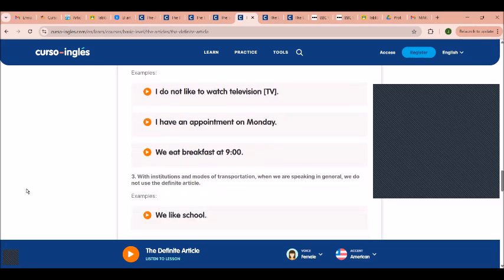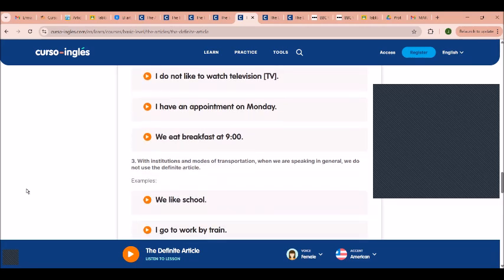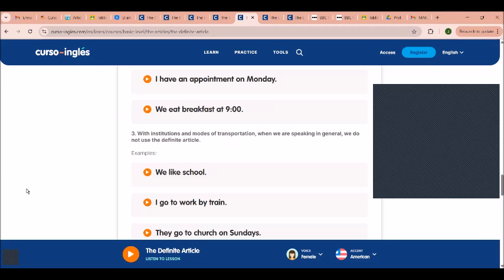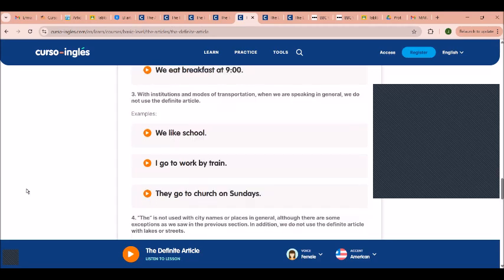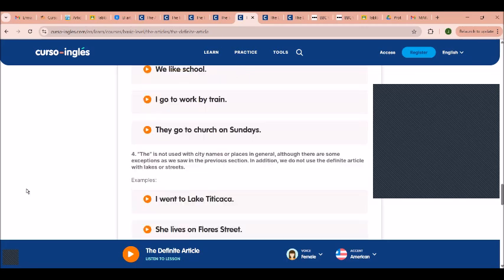That's general information. When it comes to institutions, modes of transport, general, right? We like school. I go to work by train. They go to church on Sundays. General info. We also don't use it for cities or places. Like in general, you're going to go without an article because it's understood. All right. We will make exceptions, or if you're being very specific. Otherwise, you don't need them.